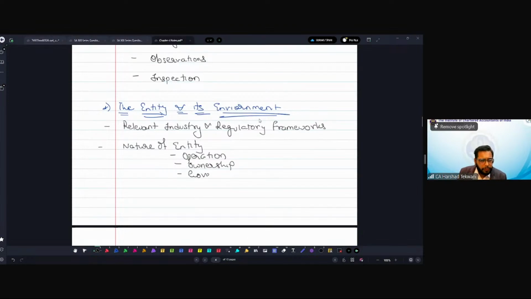governance, structure, investment, for example, the company has invested in special purpose entities or the company has invested in subsidiaries or something like that. Group structure: if the company is a part of a group, then the group structure is necessary to understand.